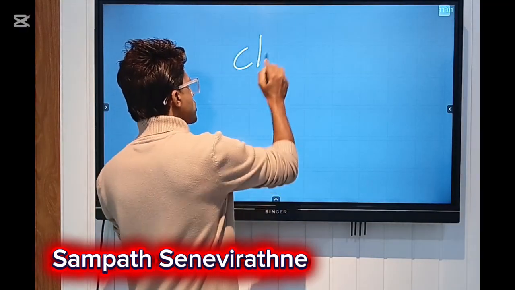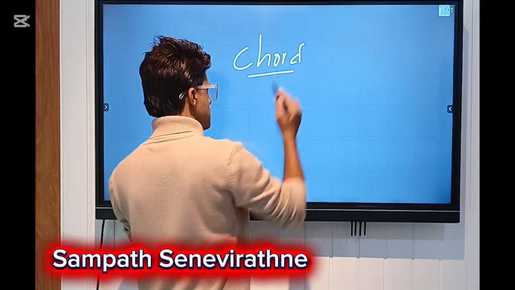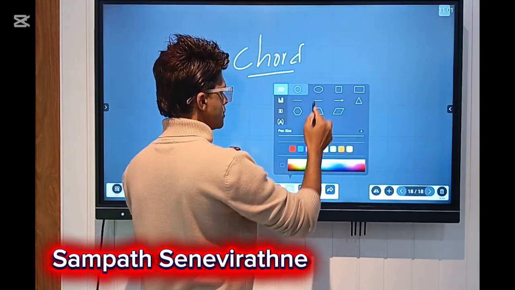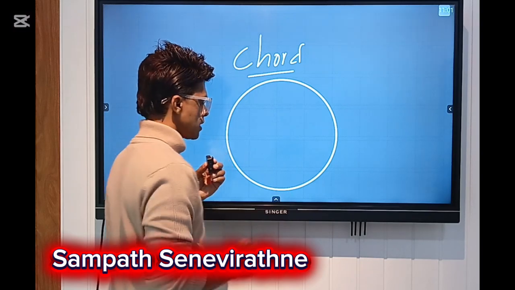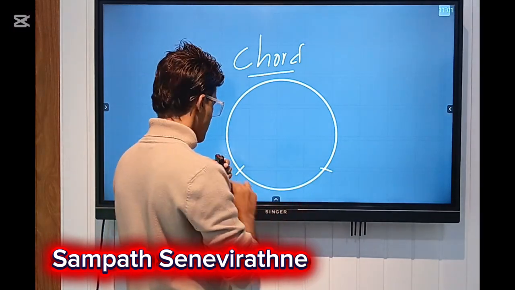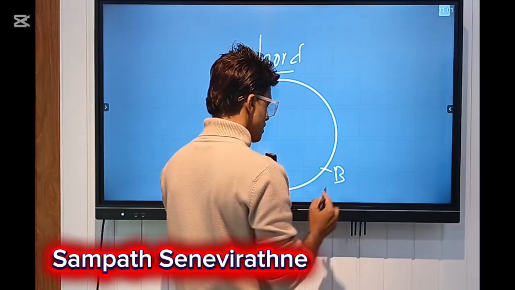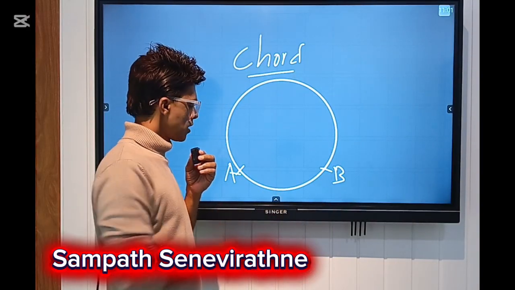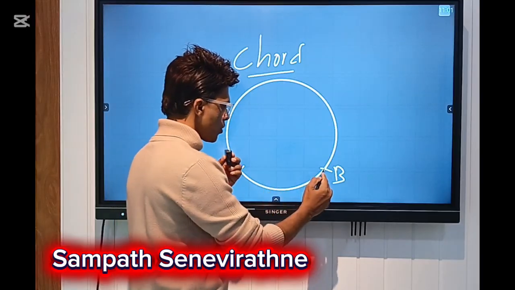So the other idea is chord. What's the chord of a circle? Really, what's a chord of a circle? Chord is a straight line which is drawn connecting two points found on a circle. This is point A, this is point B.